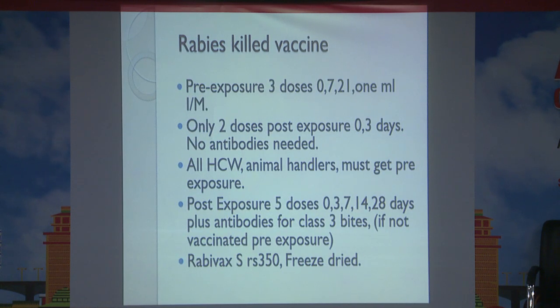Rabies vaccine. All of us should get this vaccine pre-exposure, because these vaccines are not available in every city, every shop, and moreover the antibodies are not available everywhere. So if you have got this vaccine pre-exposure, then only 2 doses are required after exposure with no need of antibodies. All healthcare workers and animal handlers must get this vaccine pre-exposure. Post-exposure 5 doses are used plus antibodies for class 3 bites.